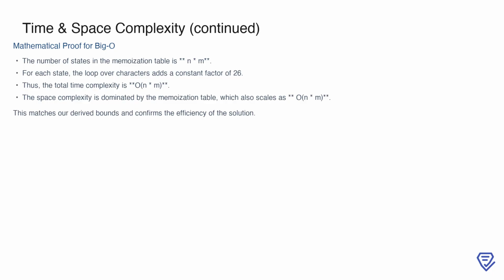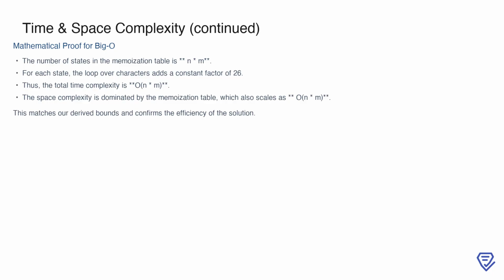For each state, the recursive function loops over the alphabet, adding a constant factor of 26. This results in a total time complexity of O(n*m). The space complexity is dominated by the memoization table, which also scales as O(n*m). These calculations align with our earlier analysis, confirming that the solution is both time and space efficient. This optimization ensures that the algorithm can handle even larger inputs effectively, making it a significant improvement over a brute force approach.